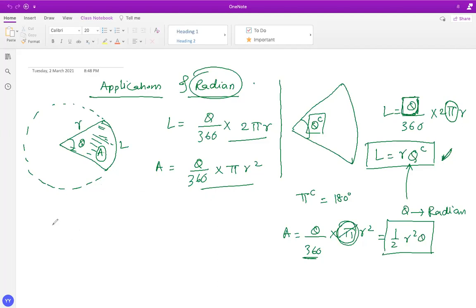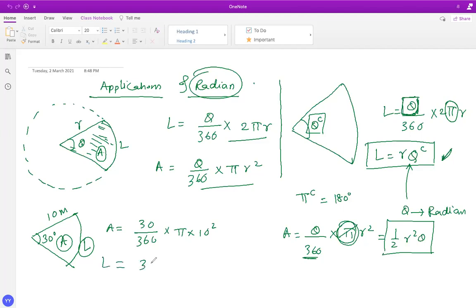So let's take an example of how we apply this. First I'm going to take one example in degrees. Suppose this is 30 degrees and the radius is 10 meters, and I want to find the length of this arc and the area of the sector. The area of the sector is 30 over 360 times pi times 10 squared. And the length of the arc is 30 over 360 times 2 pi times 10.